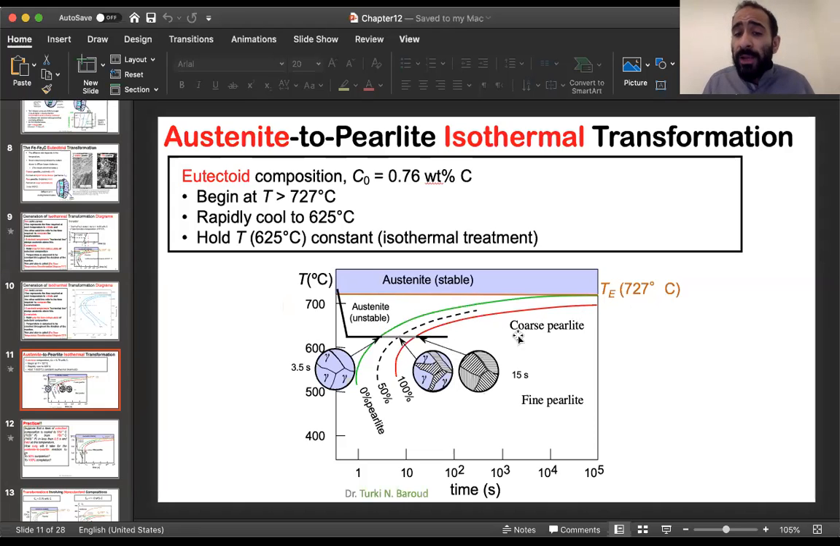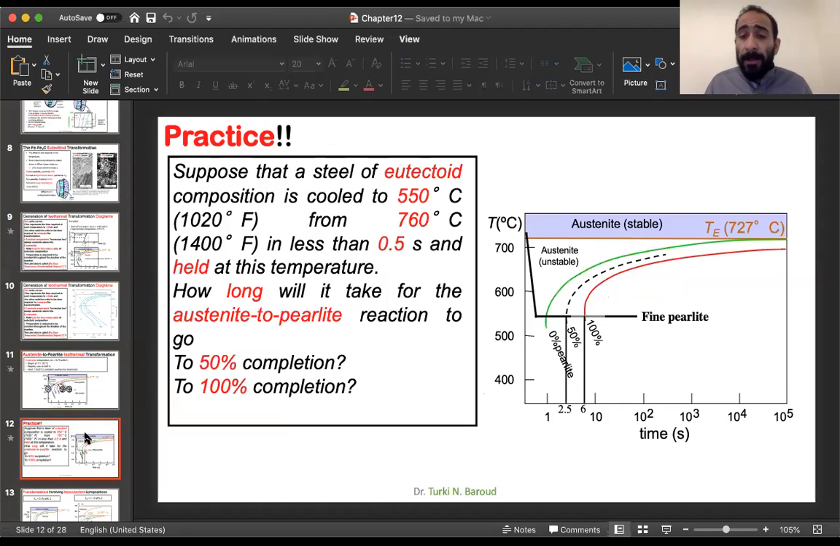But it depends on which temperature you cool to. We said that we can have something called coarse pearlite, with thick layers, and something called fine pearlite, with thin layers of pearlite.